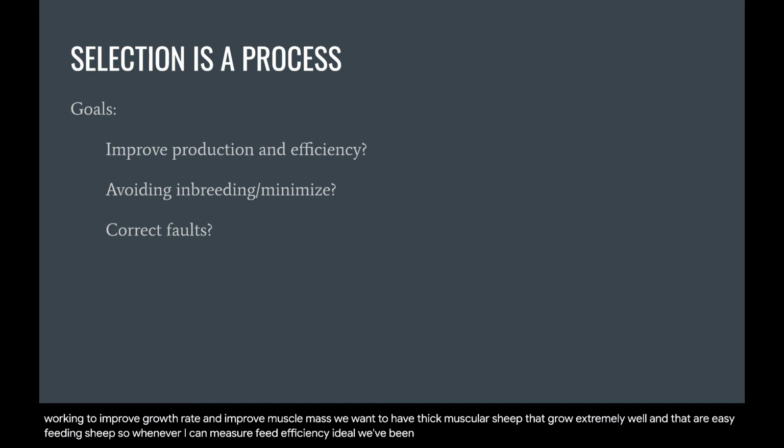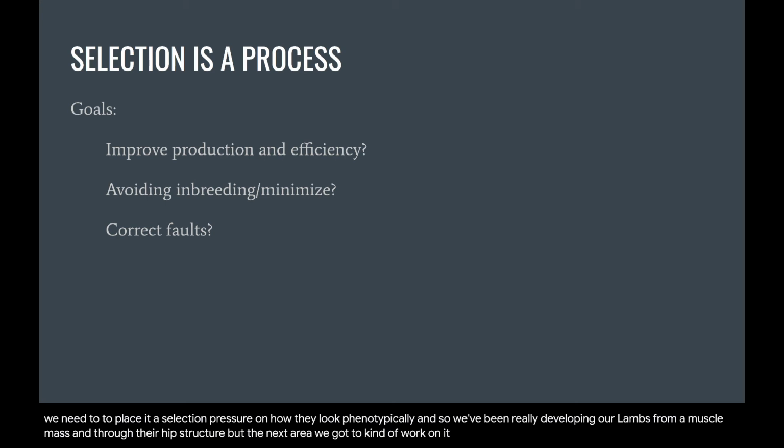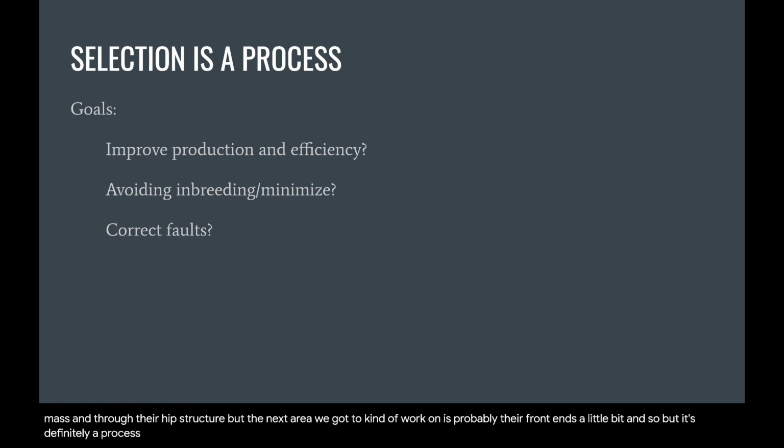We've been working to correct physical faults, like we raise show lambs. And so we need to place a selection pressure on how they look phenotypically. We've been really developing our lambs from a muscle mass and through their hip structure. But the next area we've got to work on is probably their front ends a little bit. It's definitely a process, and we're working on one area and hitting the next.